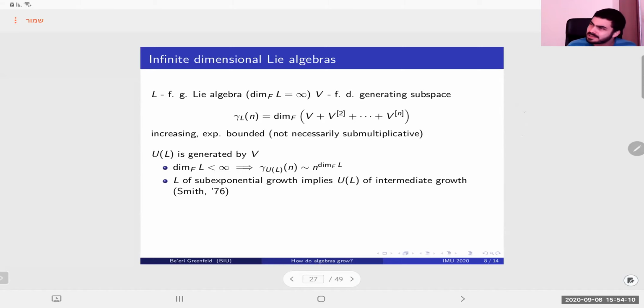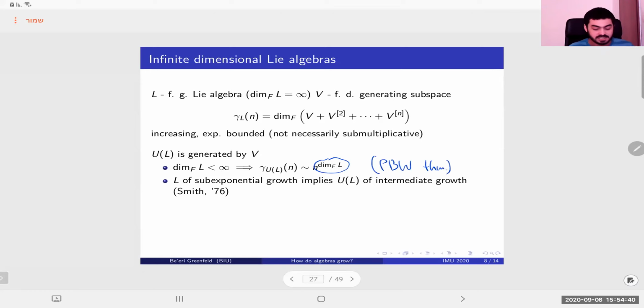So this is somehow similar to the connection between groups and group algebras. Again, you have some kind of a left adjoint construction, and you want to understand how the growth reflects in this construction. So if the dimension of your original Lie algebra is finite, then the enveloping algebra will be infinite dimensional, but of polynomial growth. And the degree of the polynomial will be exactly the dimension of the Lie algebra. And this is essentially the Poincaré-Birkhoff-Witt theorem.